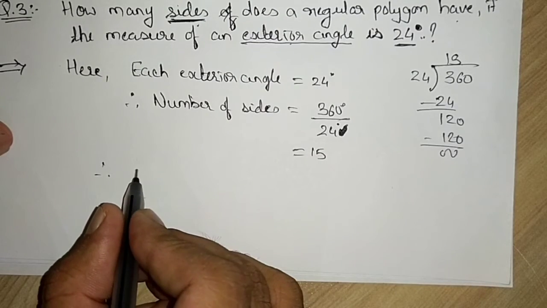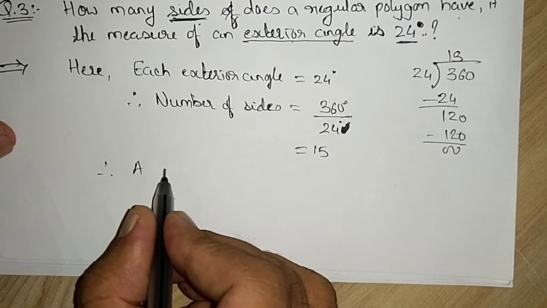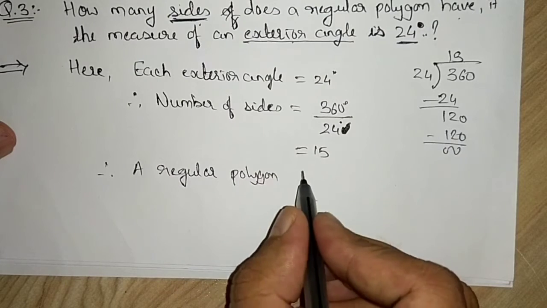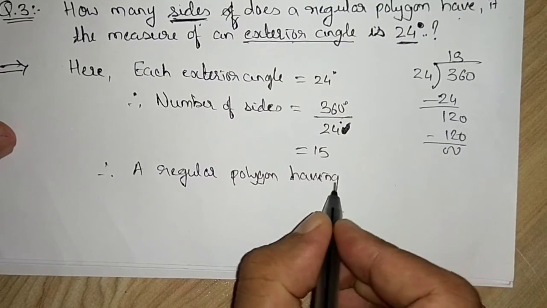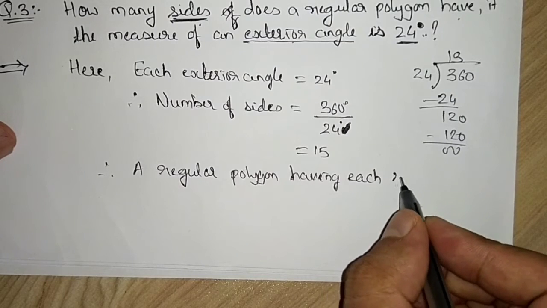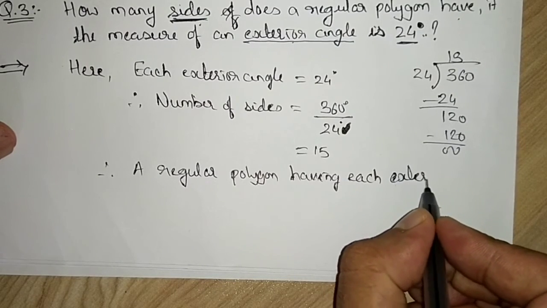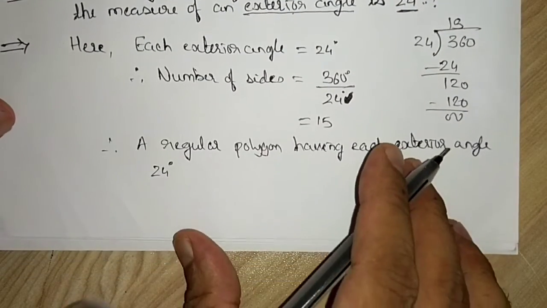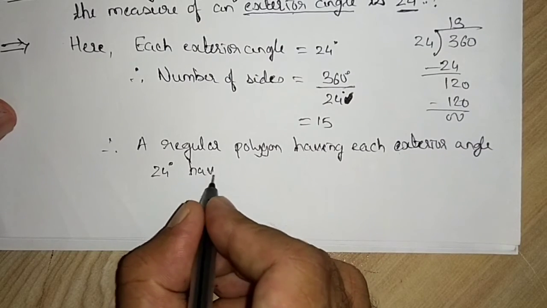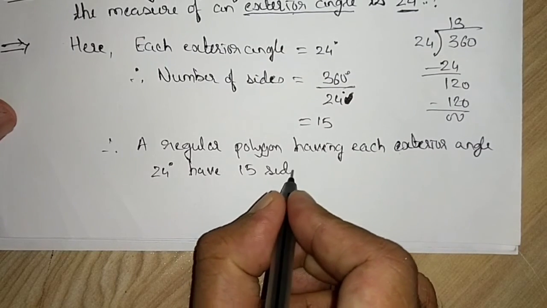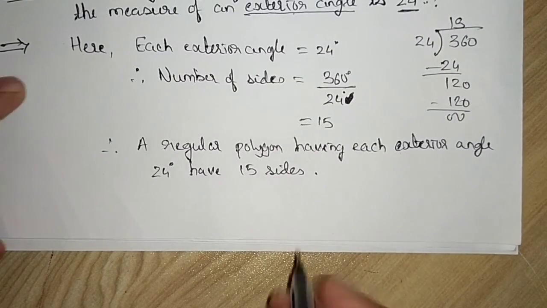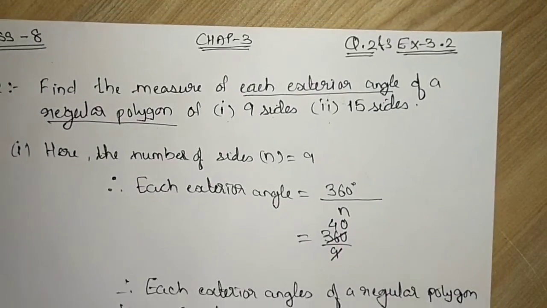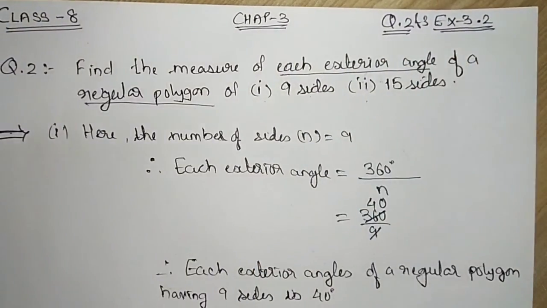Therefore we can say a regular polygon having each exterior angle 24 degree have 15 sides, right? So we have solved question number 2 and 3 of exercise 3.2.